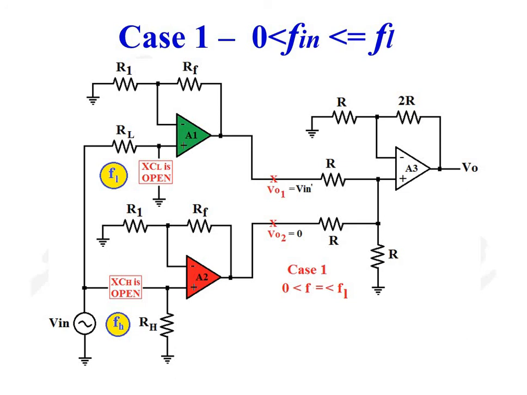Capacitor CH is also open. As capacitor CH is open, voltage at the non-inverting input of op-amp A2 is equal to 0. So output of the second operational amplifier is equal to 0 as its input is equal to 0. For the two-input non-inverting summing amplifier, one of the two inputs is equal to Vin dash and the second input is equal to 0. So output of this two-input non-inverting summing amplifier is equal to Vin dash.